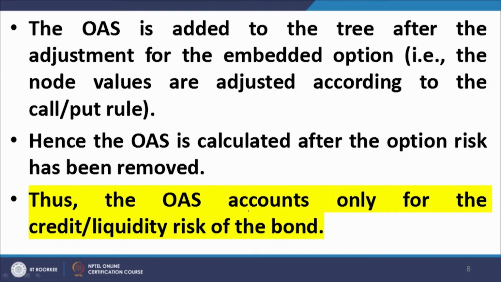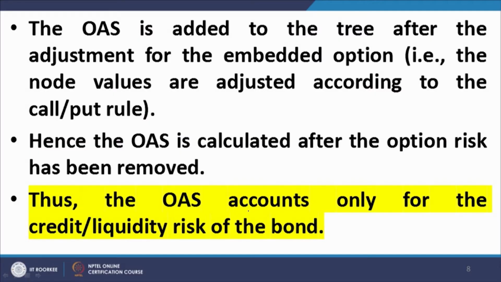Hence, the option adjusted spread is calculated after the option risk has been removed. Because the payoffs are taken into account, there is no risk remaining as far as the exercise of the option is concerned. In other words, the option adjusted spread is arrived at after the optionality risk is eliminated. Thus, the option adjusted spread accounts only for the credit or liquidity risk of the bond. The option risk is eliminated by using the payoffs corresponding to exercise of options wherever that option turns out to be in the money.